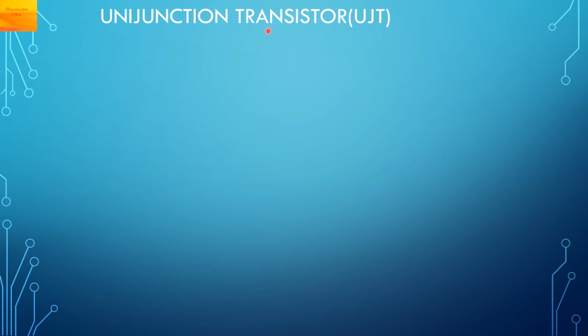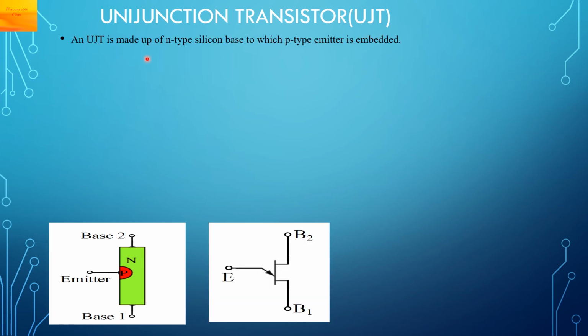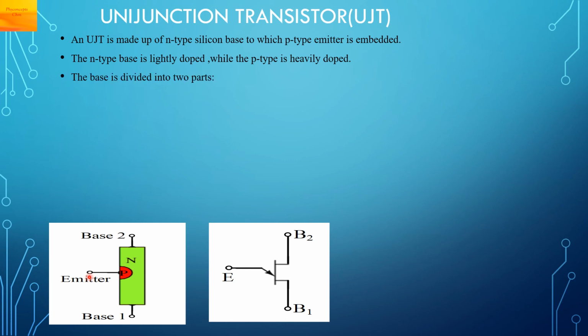Next is unijunction transistor, in short UJT. It is made up of an N-type bar, and into this N-type bar a P-type region is diffused, which forms the emitter. There are 2 bases. One is called base 1 and this is base 2. Hence, it is referred to as a double base diode. This is the symbol of UJT with the 3 terminals as base 1, base 2 and emitter.